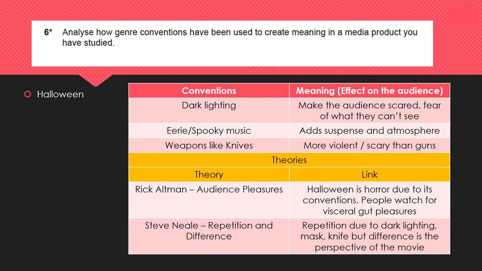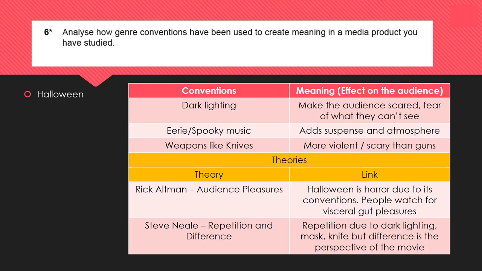So let's talk about the dark lighting, which is a genre convention of a horror film. You could say the meaning that it has on the audience. So what is the effect? It makes the audience scared because they're a bit afraid of what they can't see. You could think about the eerie or spooky music. Now that adds suspense and atmosphere. And you could think about weapons like knives, which are more violent and scary than guns.